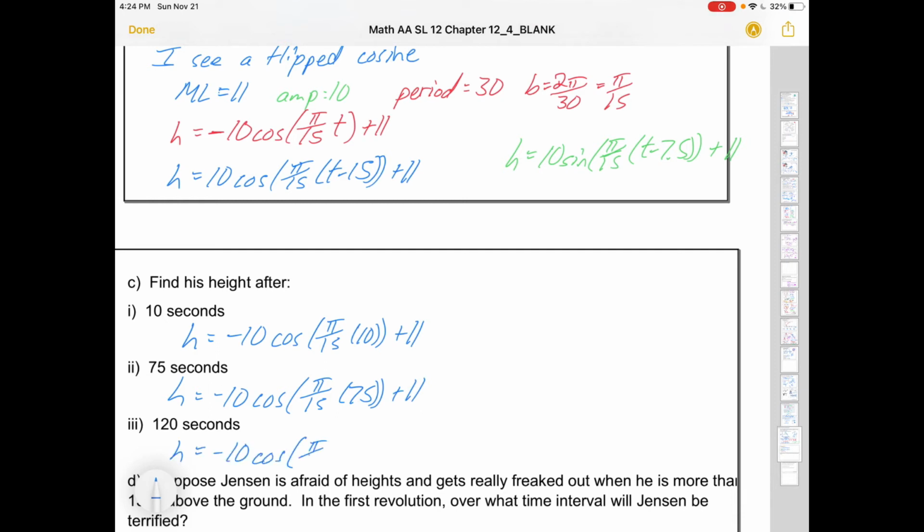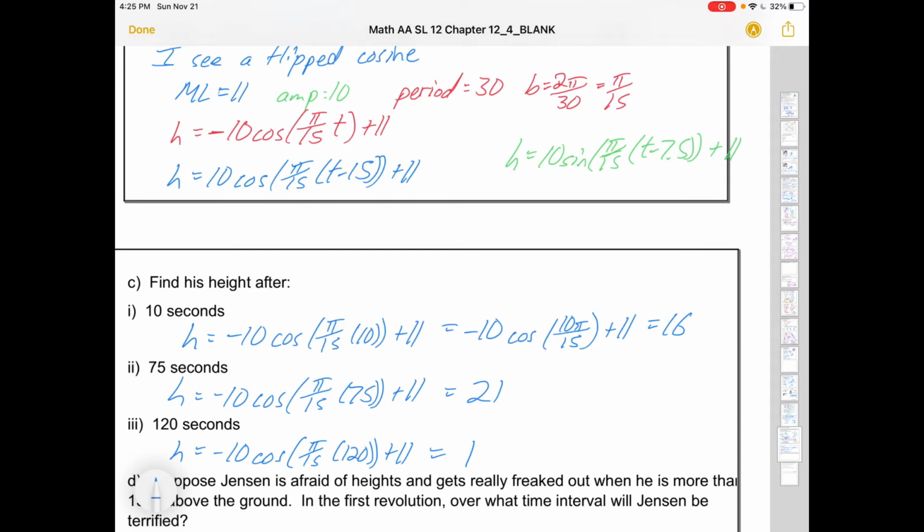Now, you might want to go to your GDC and make sure that you can do this properly. If you're having trouble, I really think what you should do is do a little bit of the simplification yourself. Do that pi over 15 times 10, so you get 10 pi over 15 plus 11. When you run this through, you should get answers of 16 here. You should get an answer of 21 here. You should get an answer of 1 here.